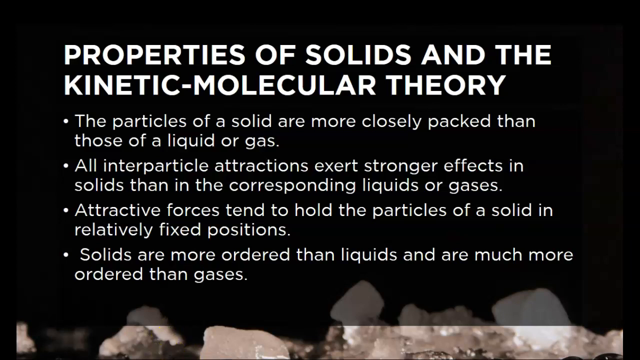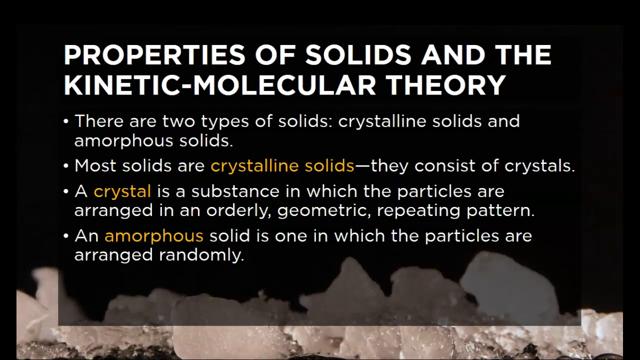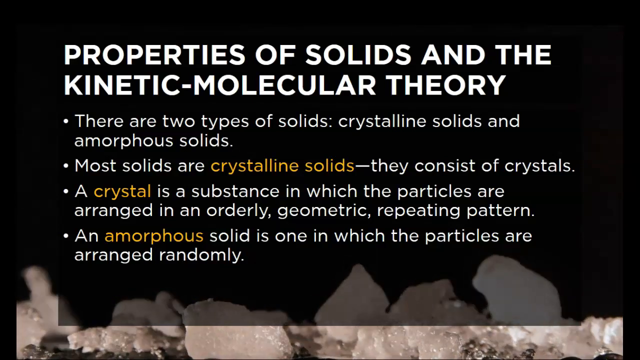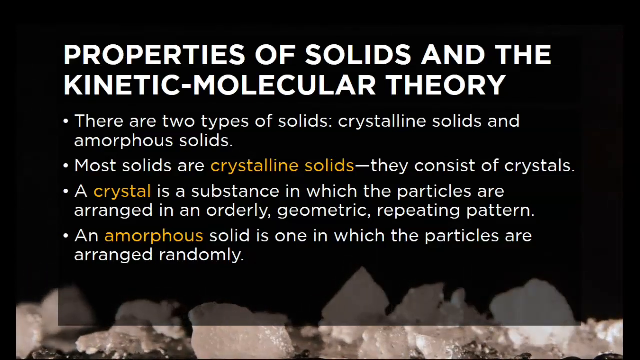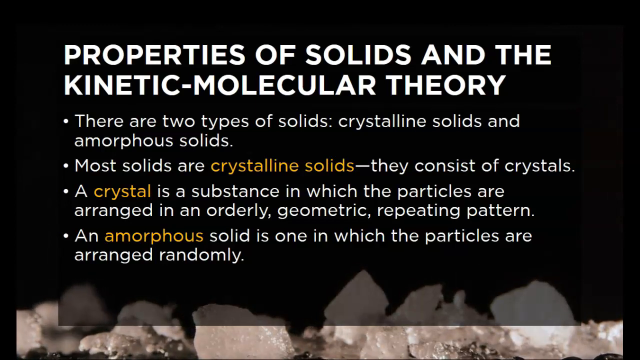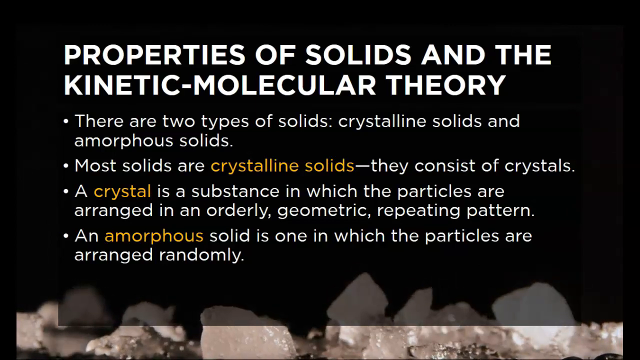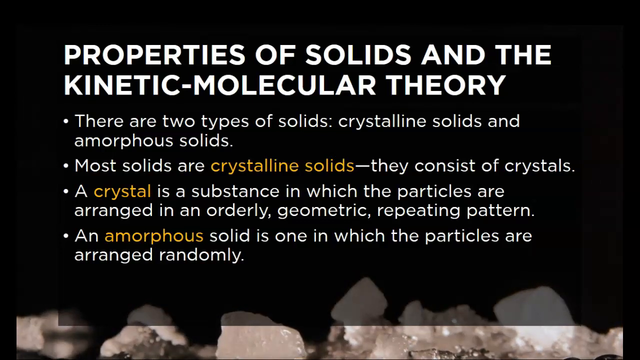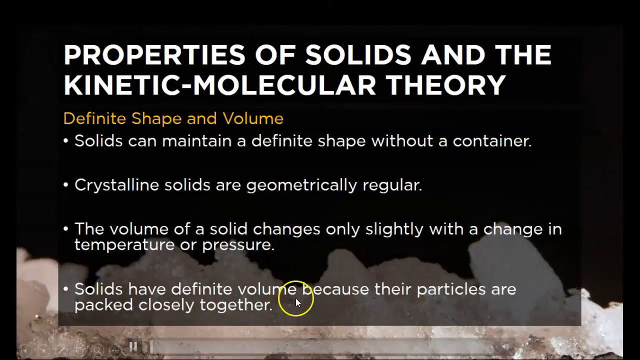There's two types of solids. We have crystalline solids and amorphous solids. Crystallines, like you would imagine, are the crystals that we are used to. They have a nice orderly geometric repeating pattern, whereas in amorphous solids the particles are arranged randomly. Amorphous meaning without shape, morph is shape, so amorphous is without shape.